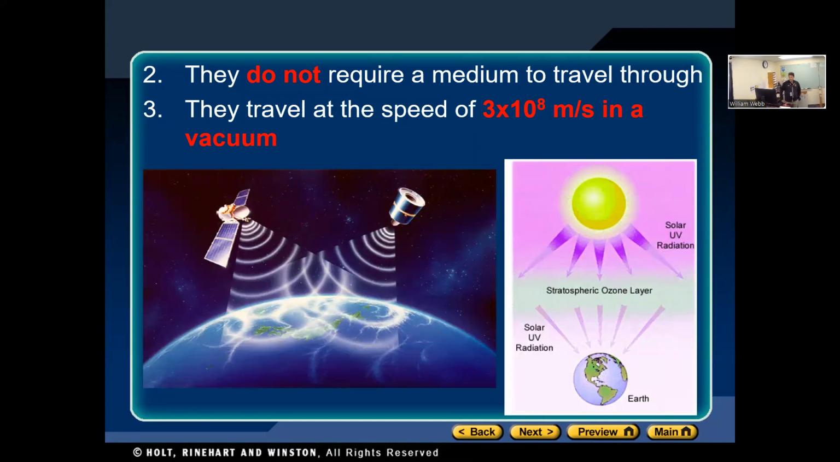Now, a few things you need to know. One is that these electromagnetic waves, all of the types, do not require a medium to travel through. So they can go through space. They can go through a vacuum.